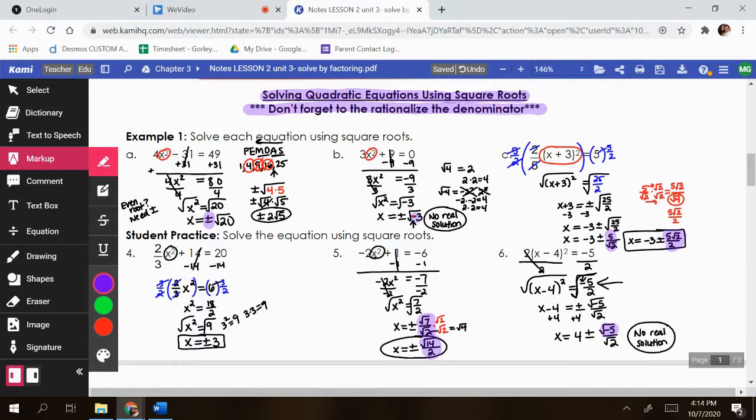Again, if you get a negative under that radical, you immediately write no real solution. Okay, it's just that we can't take the square root of a negative number. If that was a cube root or something, it would be okay. It's just whenever you're taking an even root of a negative number, there's no real solution.